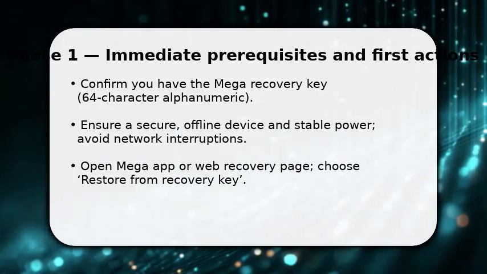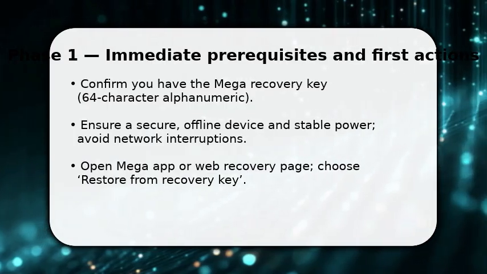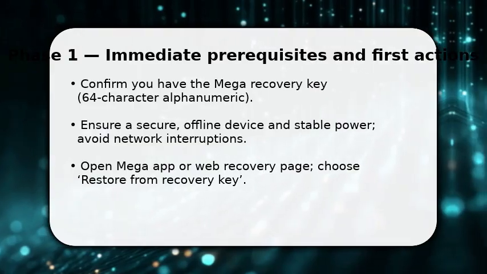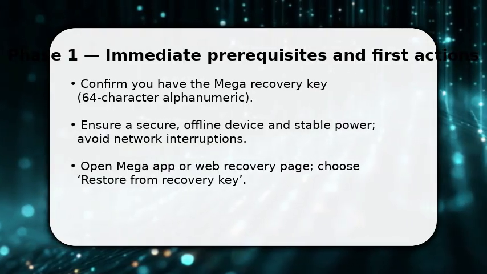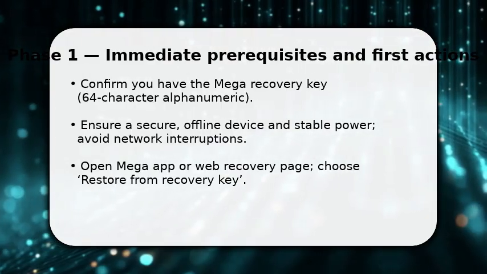You begin by getting the recovery key and a secure device ready. This is why security matters. The key unlocks your encrypted data. Once done, open the Mega app or website and pick Restore from Recovery Key. This tells the service you're using the emergency method.